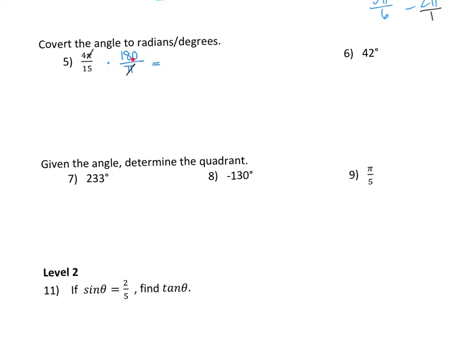Looks like I have a 15 here and a 180. I know 15 is divisible by 5, but let me check if 180 is divisible by 15. And it is. So 15 divides into 15 one time, and 15 divides into 180 12 times. So if I multiply straight across, 4 times 12 gives me 48. And then the bottom is just a 1 left since the pi canceled. So 48 over 1 is just 48. So we have 48 degrees as our angle. So 4 pi over 15 is also 48 degrees.